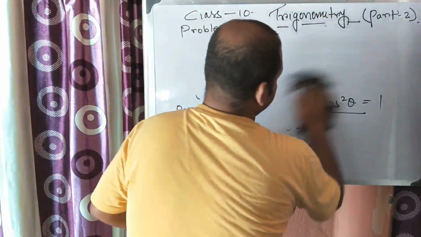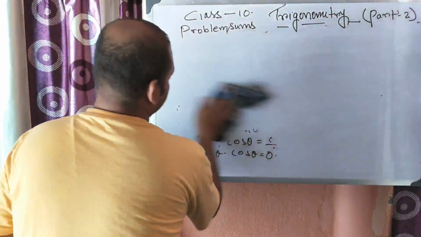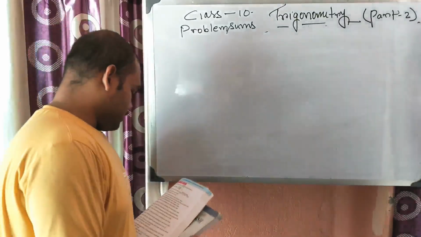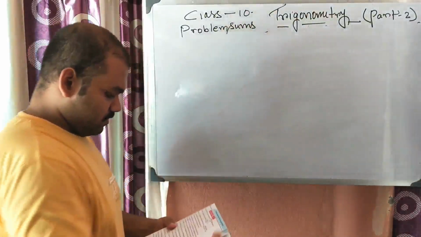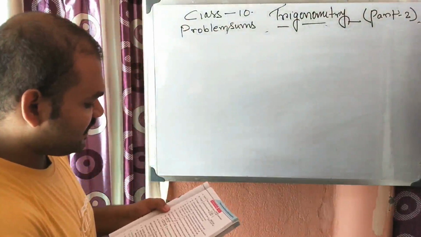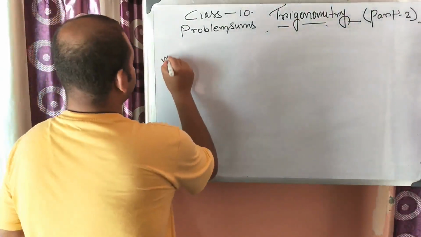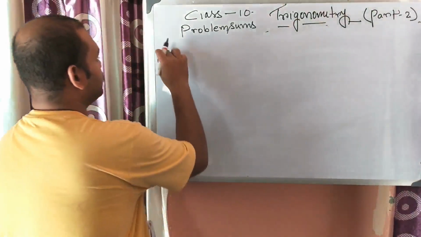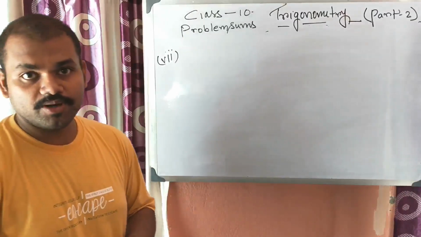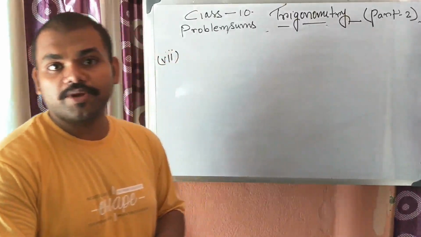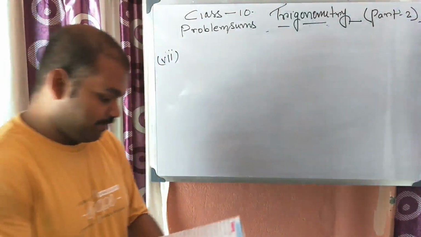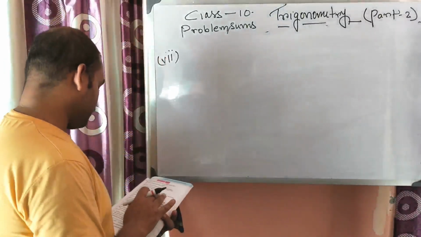Next, let us go to the next sum. Sec theta minus tan theta is equals to 1 by root 3. So this is 7. I am choosing arbitrarily. If you have any query or if you can't solve any problem in this chapter, then you can comment in the comment box below, and there I will solve it for you. So just see number 7.